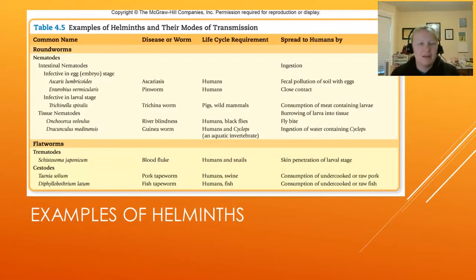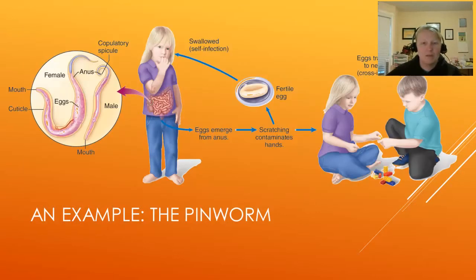So let's look at a couple examples that we have here. Just like in the protozoa, I don't expect you to memorize specific species. Just look at the big classifications and get an idea for how they work. So now that we've talked about the life cycle of the helminths, let's not gross ourselves out too much, but talk about how this looks in humans.